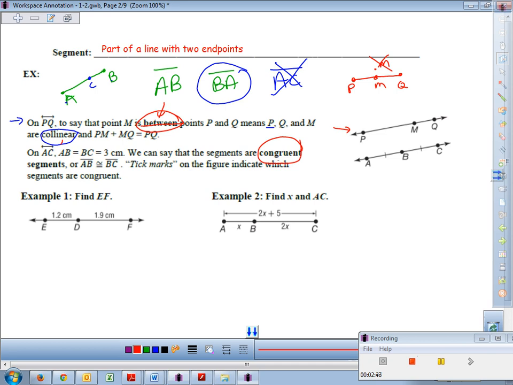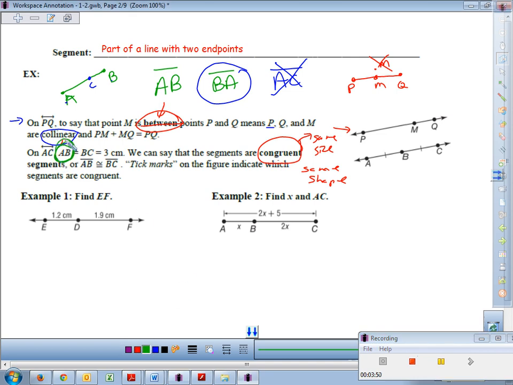Same size, same shape. Okay? Things that are congruent, let's put that off to the side because the word congruent will not go away. It means that they are the same size, same shape. So we need to learn to read some other stuff right here.